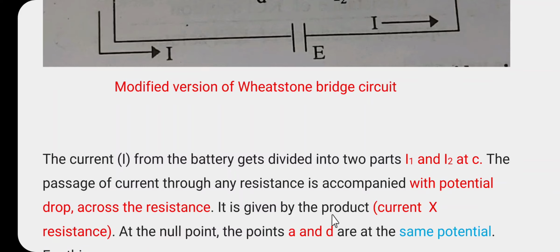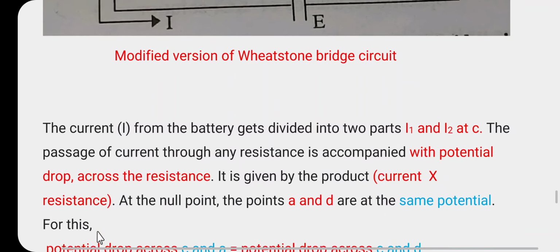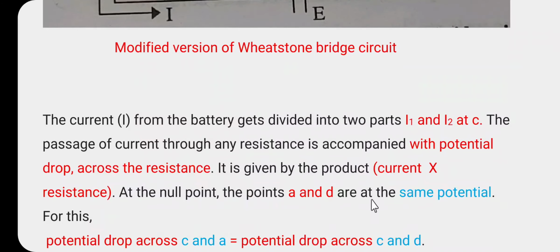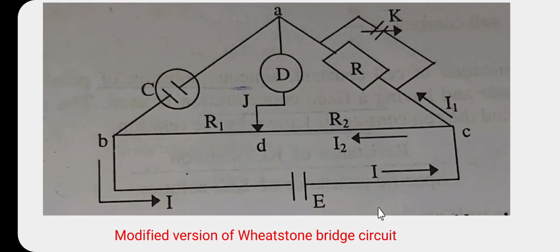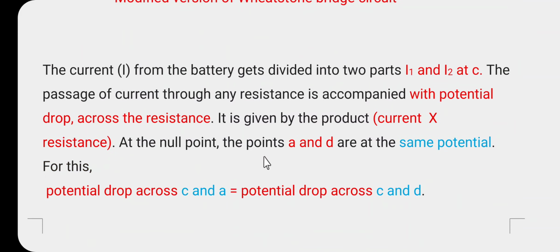So here the potential drop is given by the product of current into the resistance. So here at the null point, the points A and D are at the same potential. Let us consider the figure. The points A and D have the same potential.